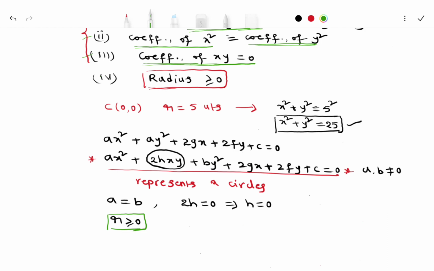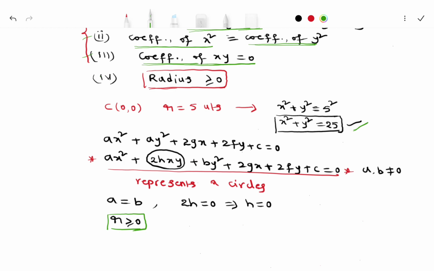Next, one more example. When the center is the origin and the radius is 5, the circle equation will be x square plus y square is equal to 5 square. Right? So these are the two examples.